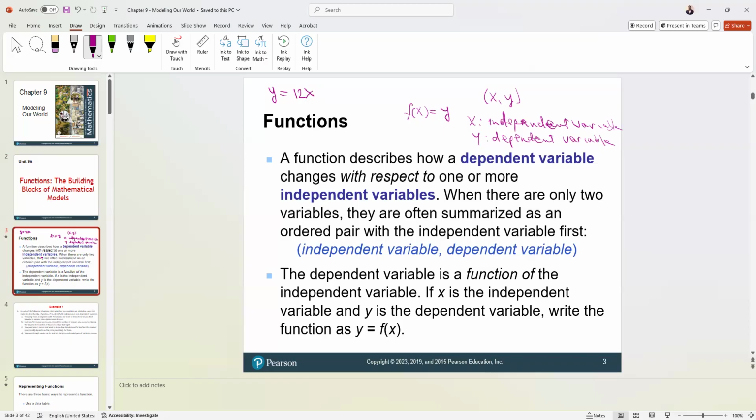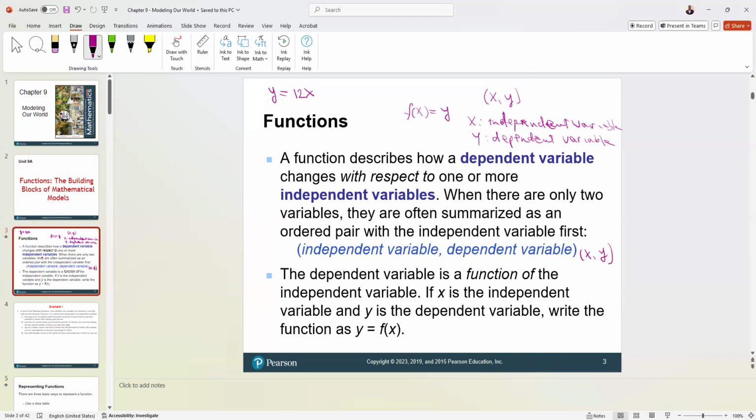Talking about dependent and independent variables, as you see here, when there are only two variables, they are often summarized as an ordered pair with the independent variable first and the dependent variable second. That's why I said we call them x and y. The dependent variable is a function of the independent variable. If x is the independent variable, then y is the dependent variable, and we can write y equals f of x. It's a function of x. The quantities related by functions we call variables because they change or vary.